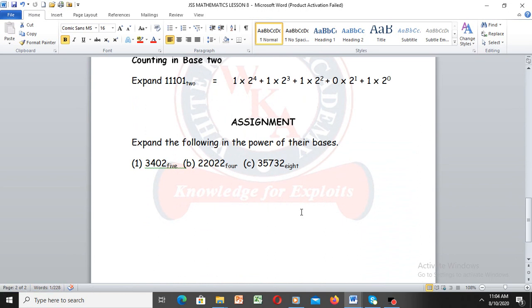So these are your assignments. Expand these numbers. This one is base 5, this one is in base 4, and this is in base 8.